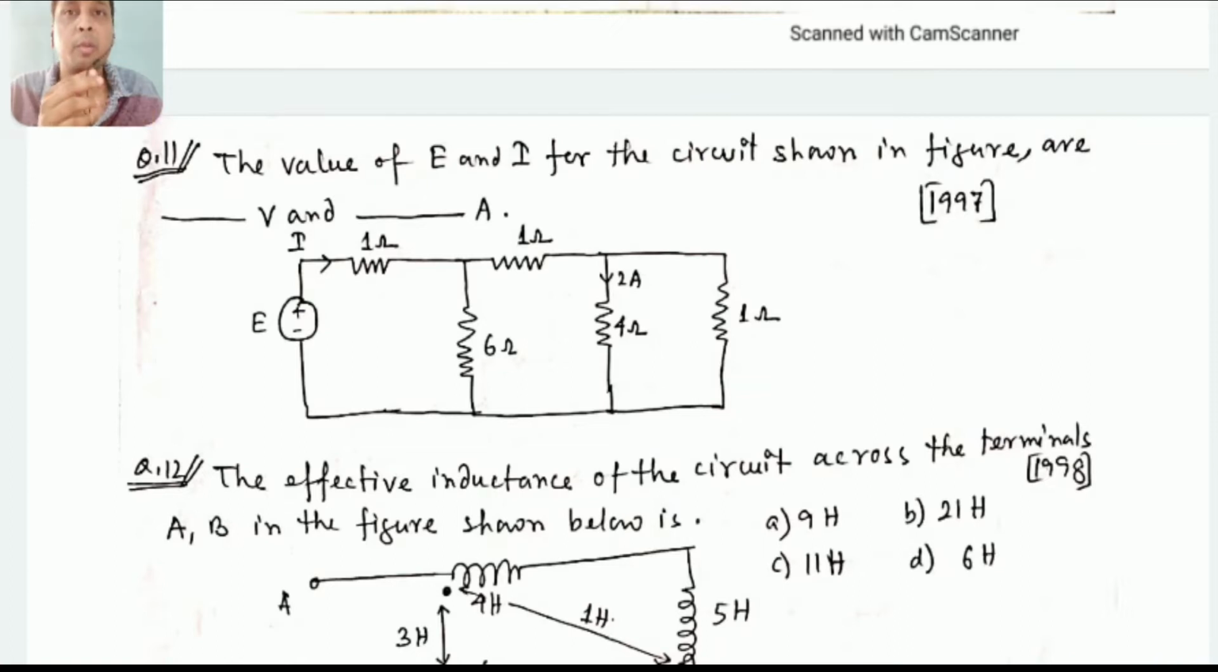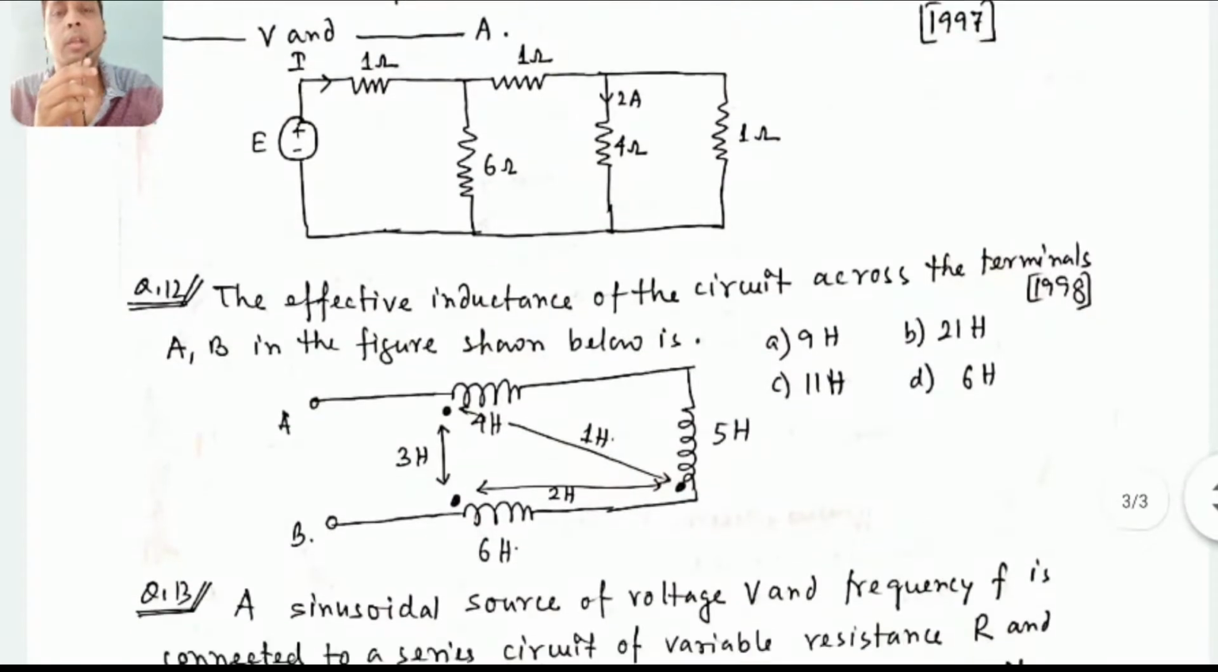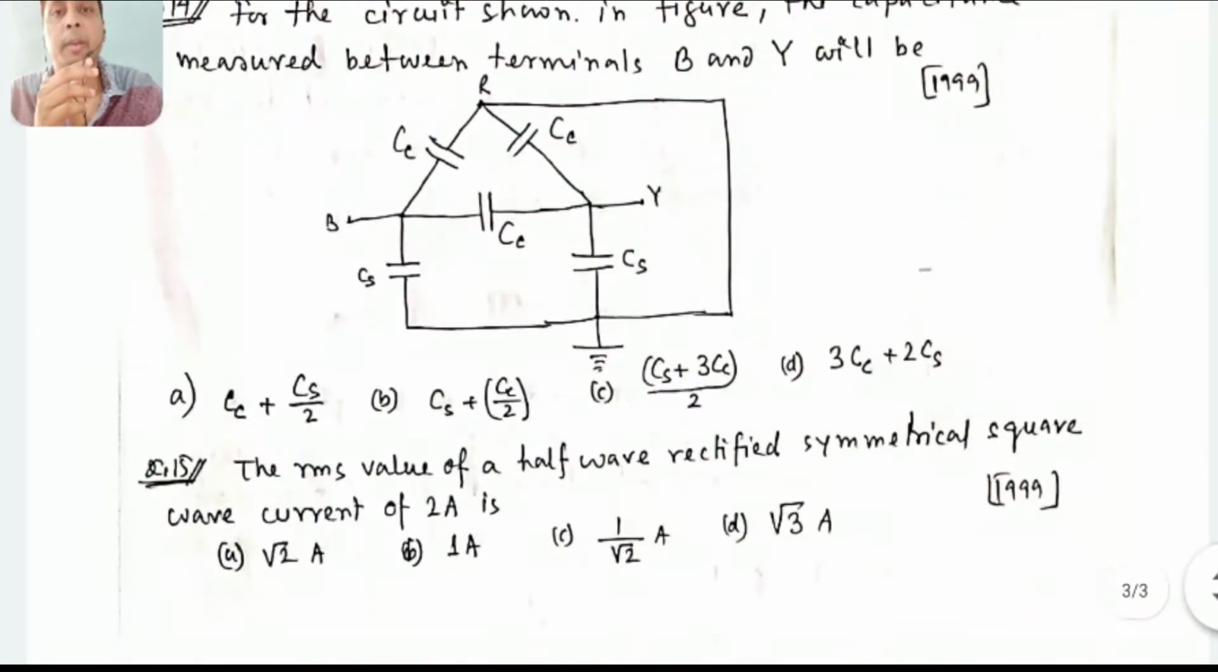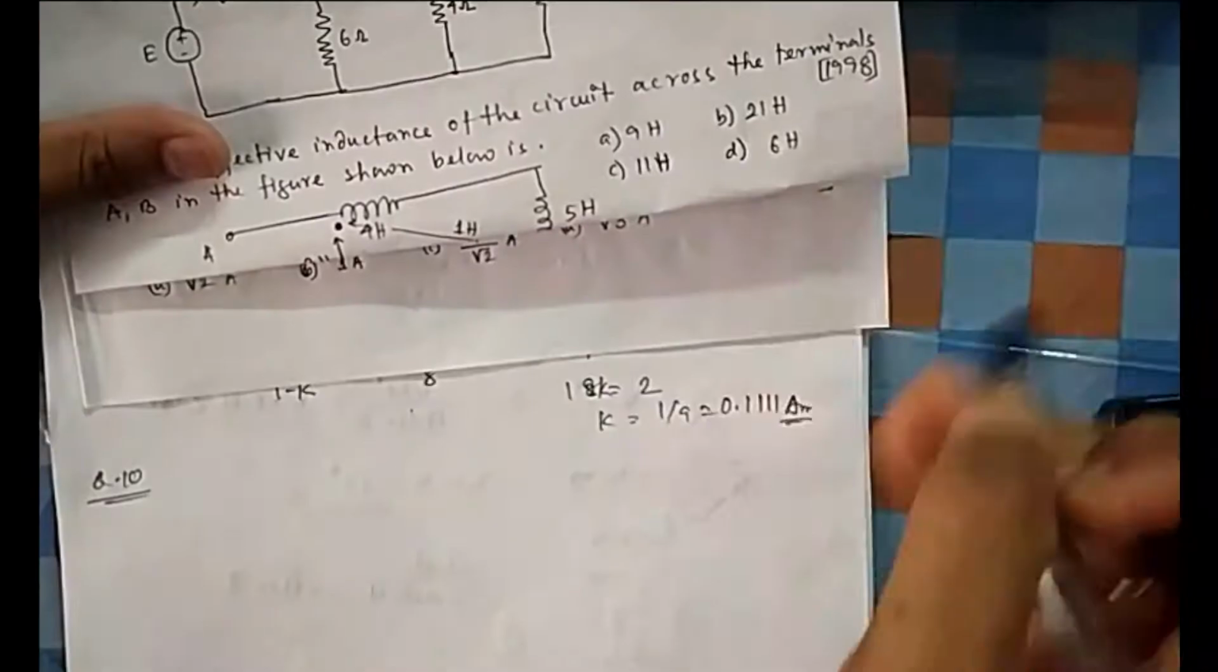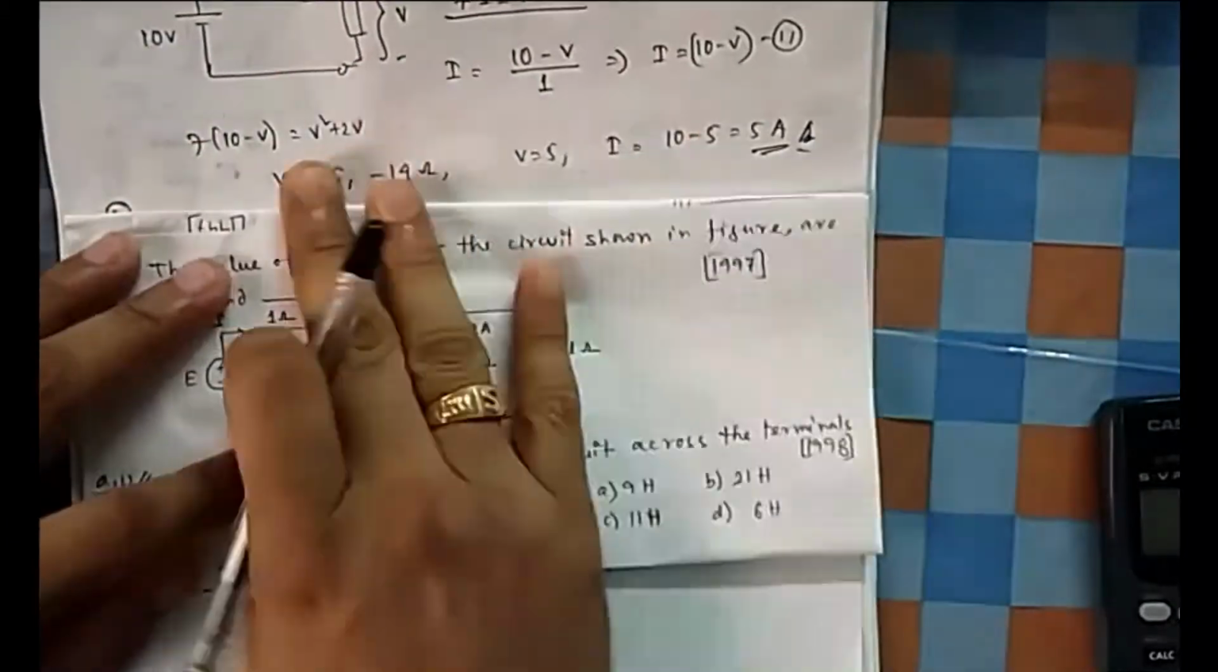Okay students, welcome all to lecture 3 of this GATE electrical circuit series. Today I have taken again 5 questions, question number 11 to 15. Let's solve all these questions. Question 11: find the value of E and I in the circuit shown in the figure.